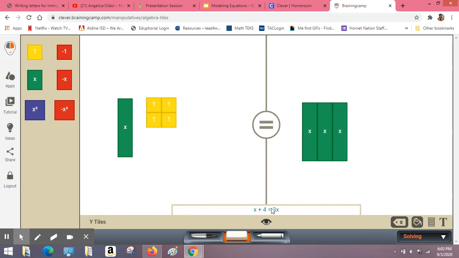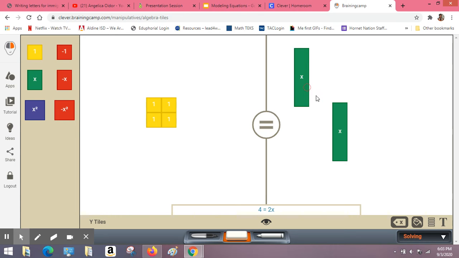Okay, x plus 4 equals 3x. Next step was to move my variables with my variables. So I subtracted 1, and what I do to one side, I do to the other. So you can see in the bottom your equation. So now let's create our zero pairs. And now I have 4 equals 2x.